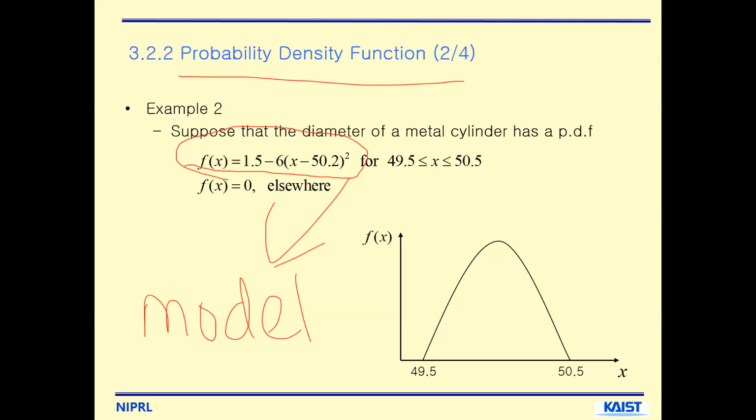Part of the reality of life is that the diameter of a cylinder exists. And if the diameter of a cylinder is going to exist, of course, it must exist between 49.5 and 50.5, based on the provision and experience of this particular company. I think you get it now.